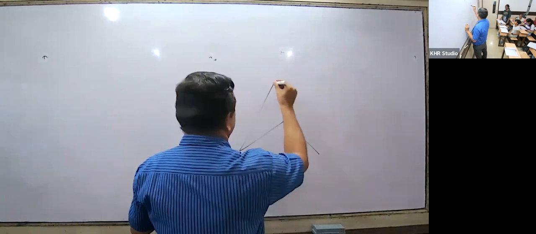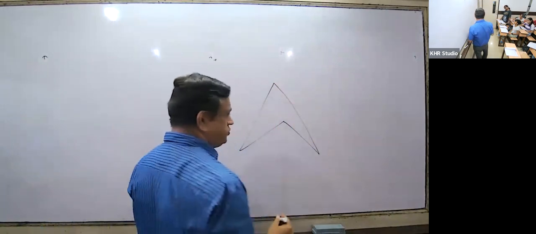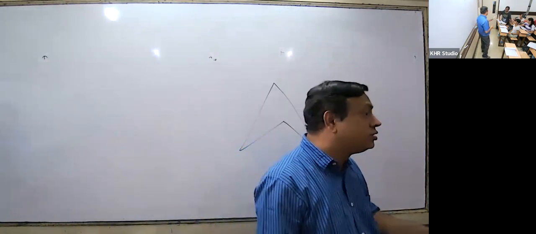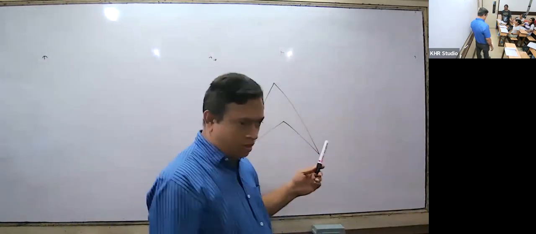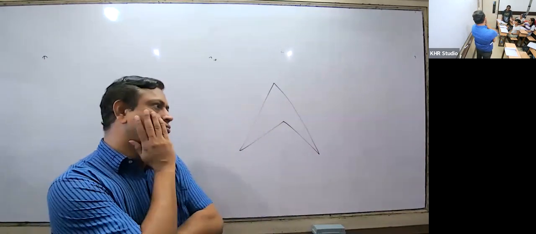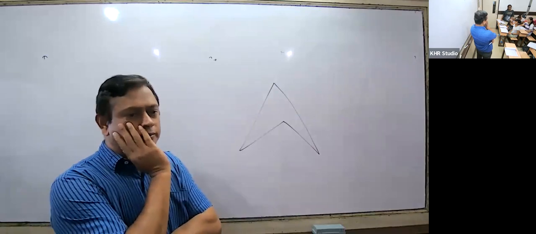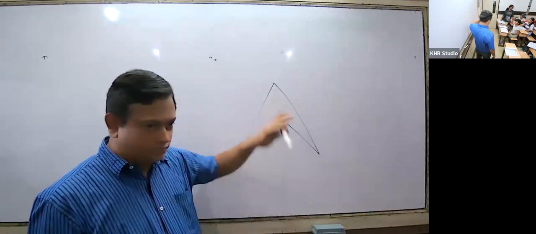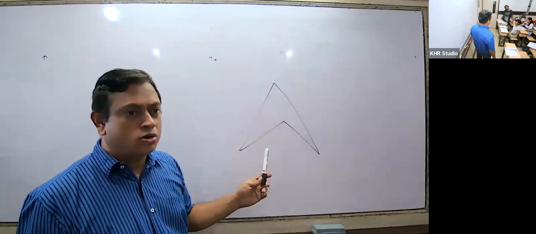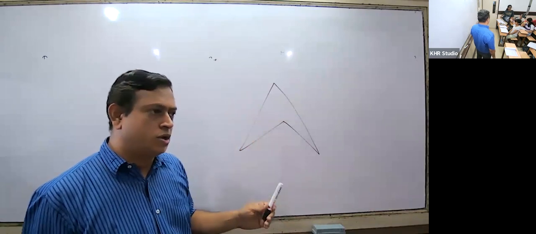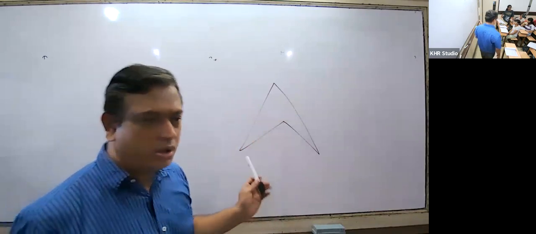Have you seen this figure anytime? What is this figure called? Kite. Have you seen a kite anytime? This is the shape of a kite. This type is called an arrowhead. This is called arrowhead.